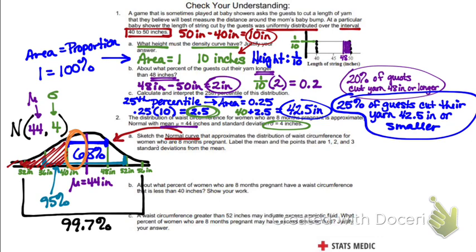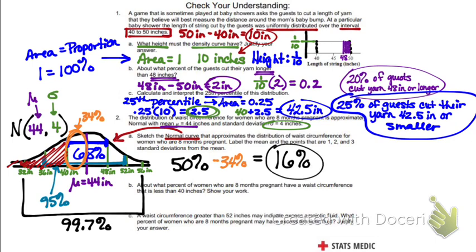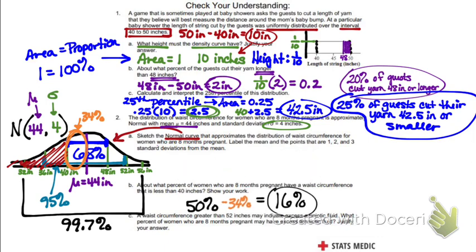If 1 standard deviation on either side is 68%, what is just 1 standard deviation? 34%. This space right here is 34%. So I would do 50% minus 34%. And what do we get? 16%. Oh, sorry, that should have been the next question down. I wrote it in the wrong part. 16% would be the percentage of women who are 8 months pregnant with a waist circumference less than 40 inches.